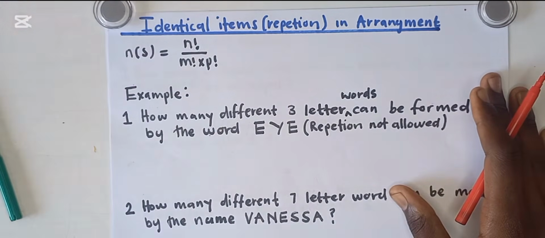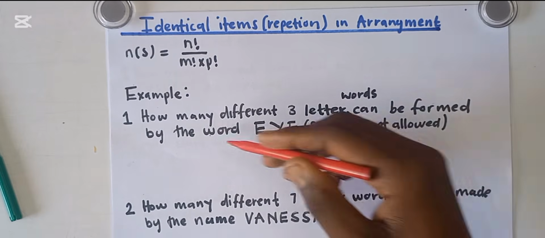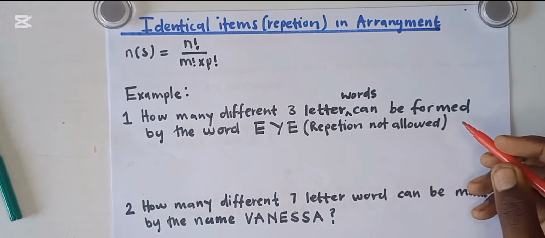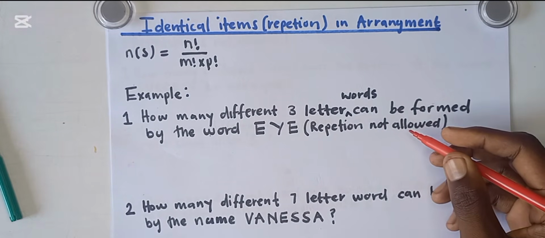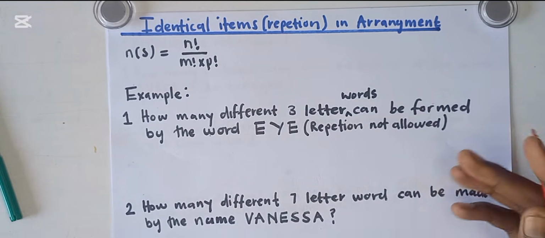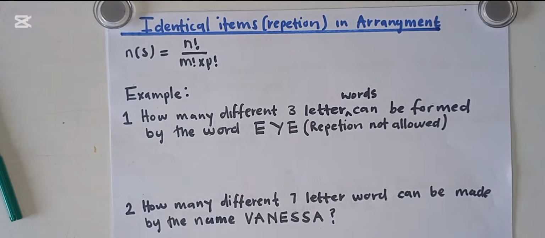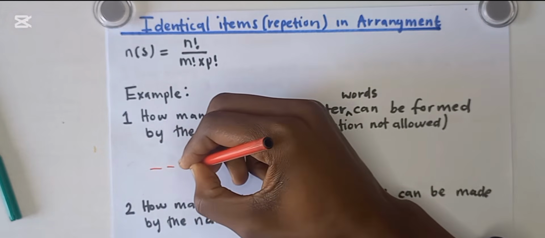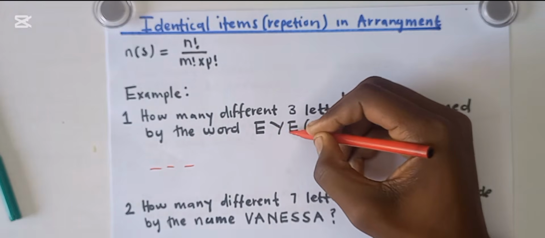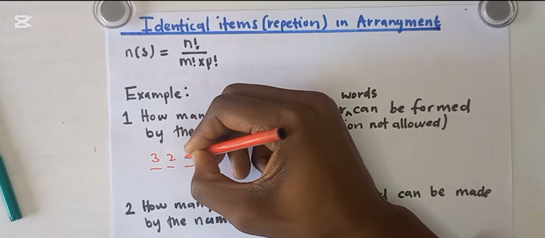So, the first example says: in how many different three-letter words can be formed by the word EEI if repetition is not allowed? This one was not necessary, actually. So what was going to happen here? In our previous videos, when we were arranging letters, we just had to ask ourselves how many letters are there, which is three, so 1, 2, 3 spaces. How many options do we have to pick? For the first one, we have 3 options, and then we're left with 2 and 1.